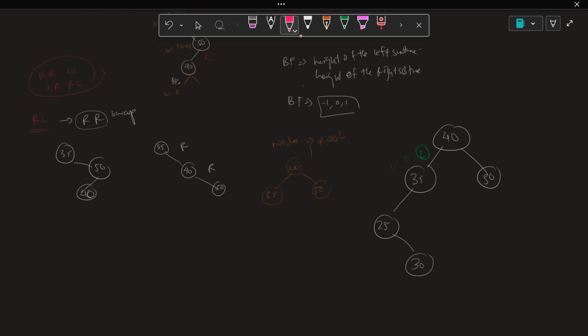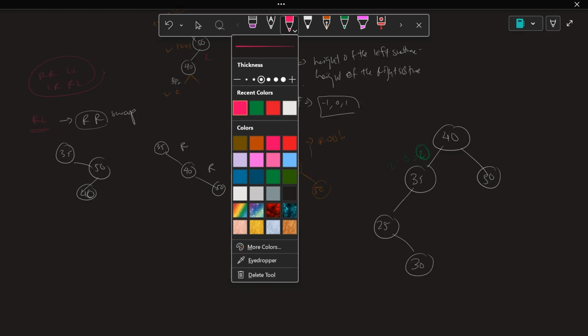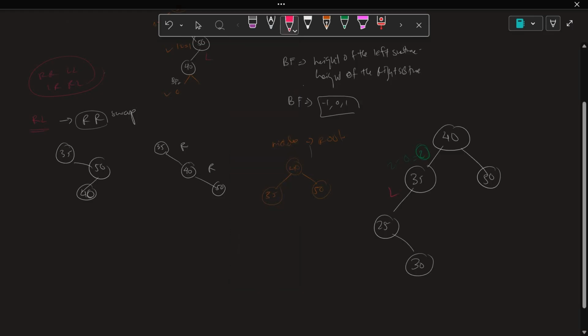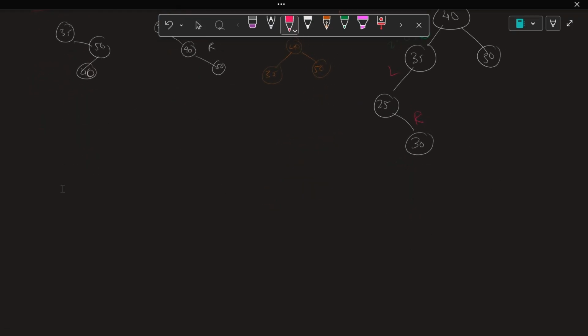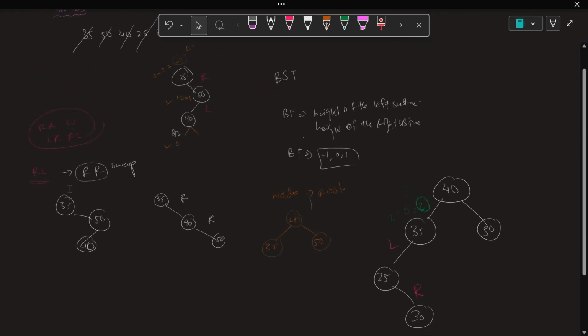And which type is it? Let's try to figure out which type it is. It is at the left side. So left, and then this one is going to the right. So this is the case of LR. Now we're dealing with an LR case. Before we had a case of RL.